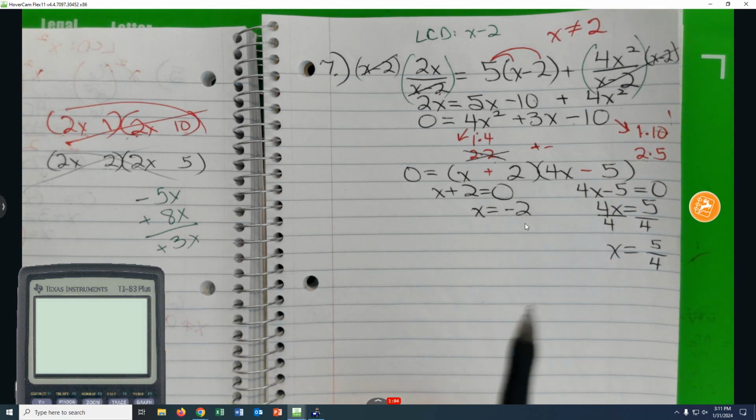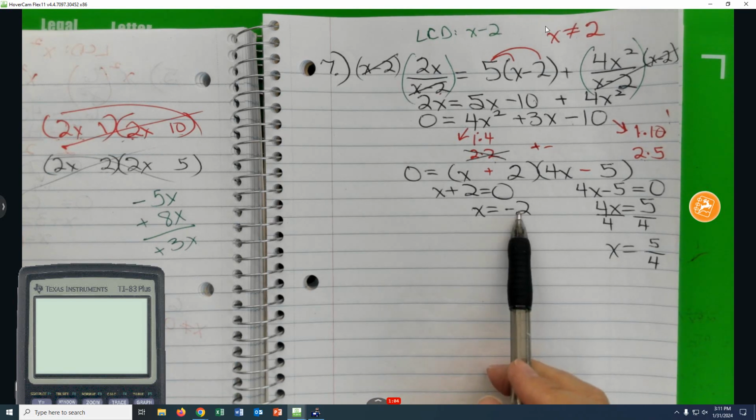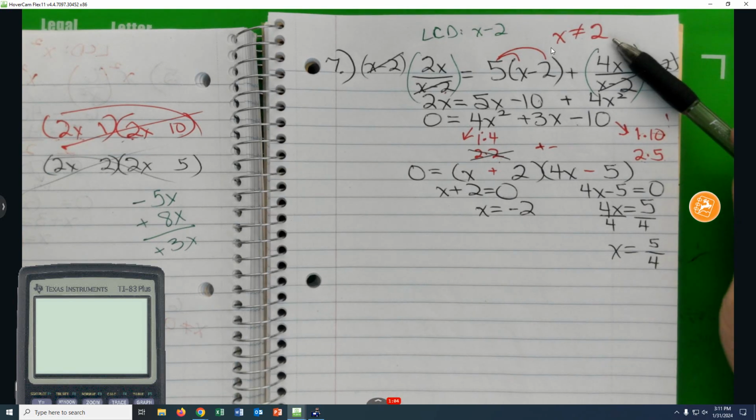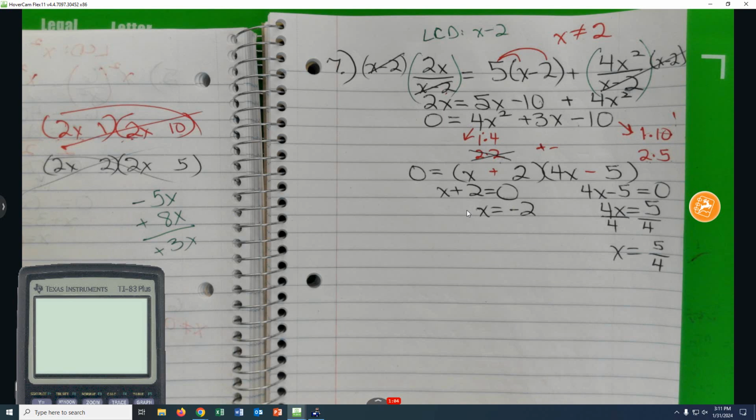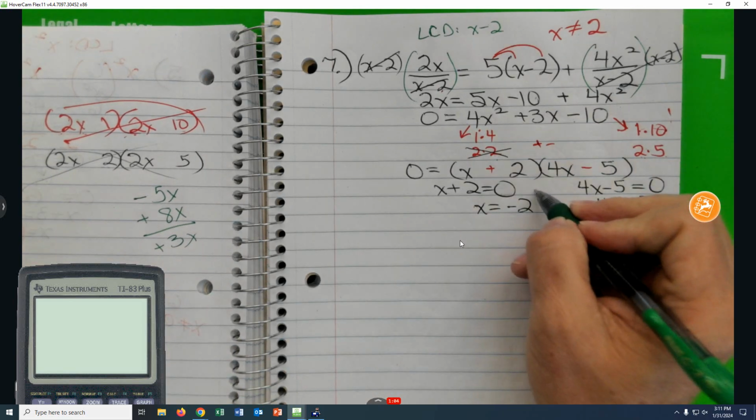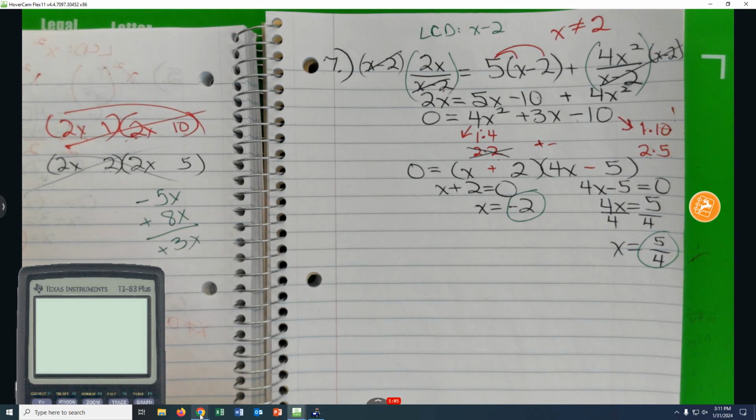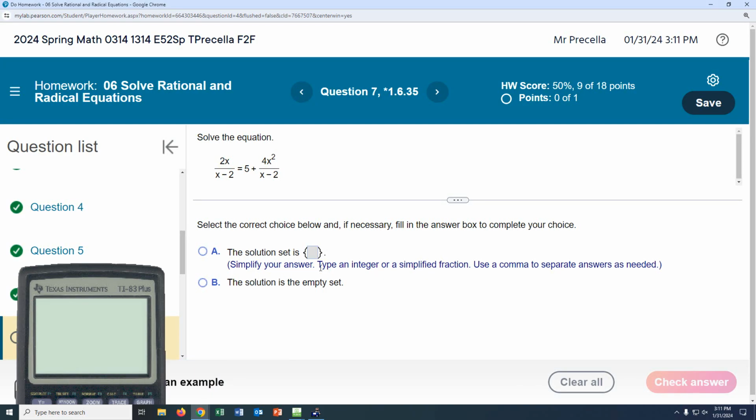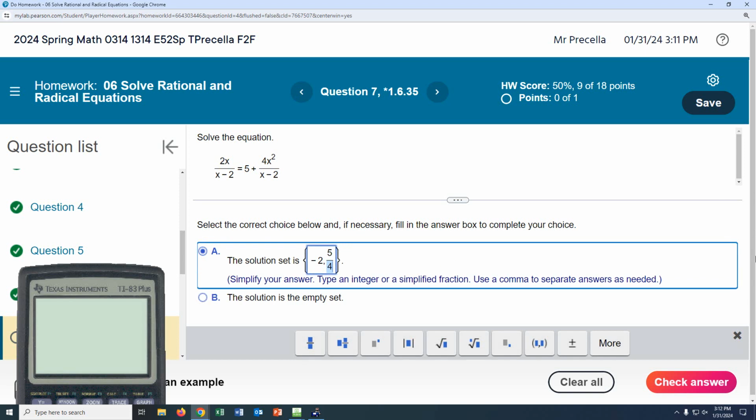Are both of these numbers acceptable? 5/4 and -2. What's the only number we said we couldn't use as a solution? +2. Did we get a +2? No, we got a -2, so that's perfectly fine. There and there. -2 and 5/4. -2, comma, 5/4.